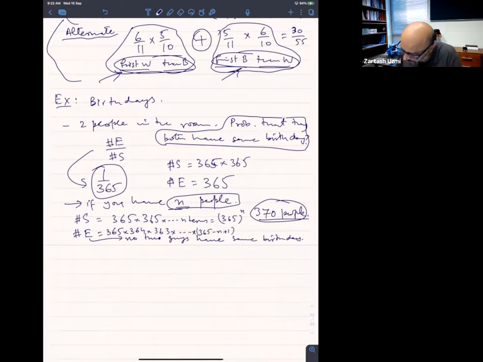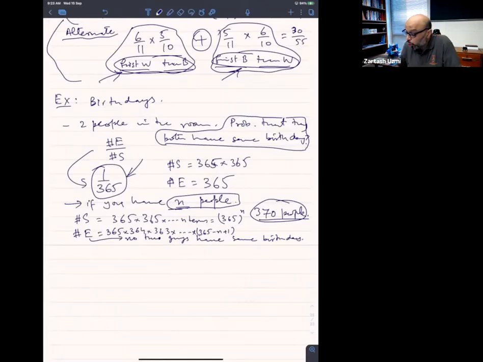So number of points in E divided by number of points in S. It's surprising. If you have two people, everyone has given the answer that it will be 1 over 365. The probability that both have the same birthday is 1 over 365. The probability that they have different birthdays is going to be 1 minus 1 over 365, which is close to 1. Very likely that if you put two people in a room, they will have different birthdays. The probability of that is very high, close to 1.